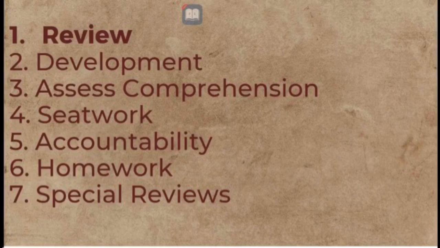So dito sa seat work is si teacher is magbibigay siya ng activity that everyone must participate to enhance their comprehension. Next is yung tinatawag nating accountability. So sa accountability, si teacher is kailangan niyang i-check yung mga works ng students as a result of their given activity or given seat work. Next, yung tinatawag nating homework.